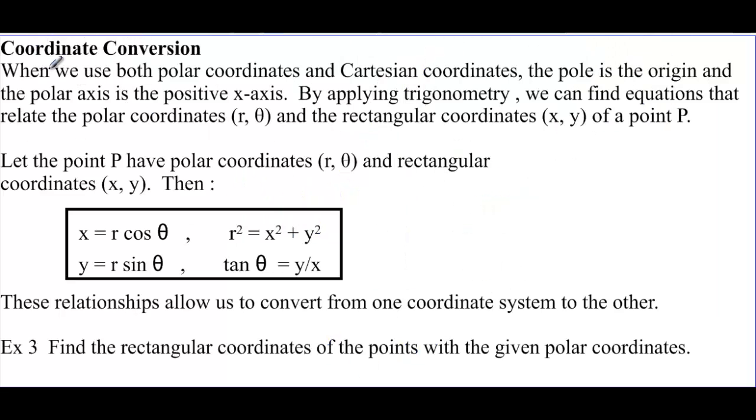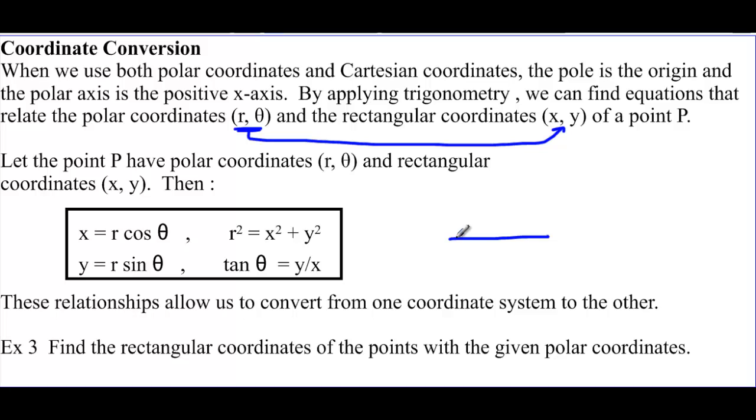Coordinate conversion. When we use both polar coordinates and Cartesian coordinates, the pole is the origin and the polar axis is the positive x-axis. By applying trigonometry, we can find equations that relate the polar coordinates r, theta and the rectangular coordinates x, y of a point P. In other words, we can take polar coordinates and write them as Cartesian and vice versa. Let the point P have polar coordinates r, theta and rectangular coordinates x, y. Then we can make all of these statements.